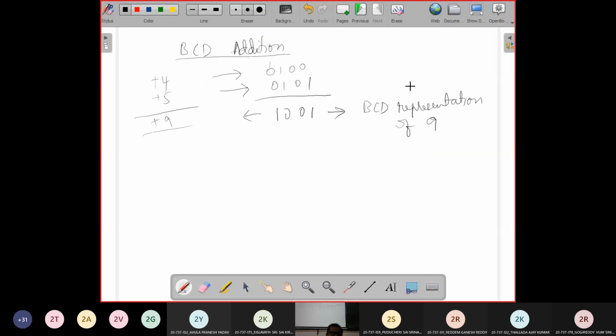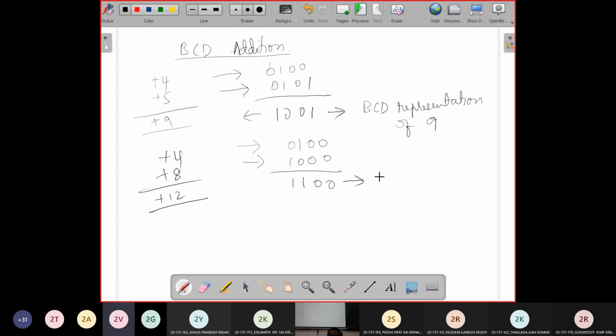Now take one more example, 4 and 8. Say I want to do this operation, plus 4 plus 8. What is the answer you expect? Plus 12. Now how do you do it? Represent 4 in BCD. 4 in BCD is this. Represent 8 in BCD. 8 in BCD is this. Just add them: 1100. So what is this value you got? 12, sir. It is 12.